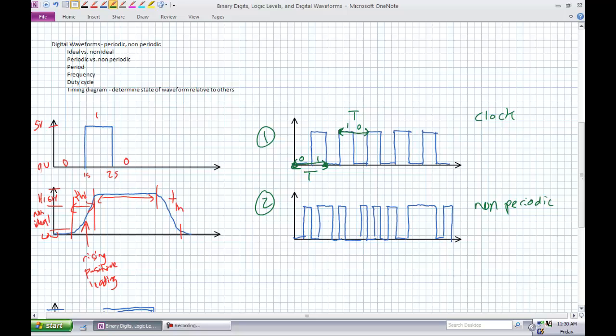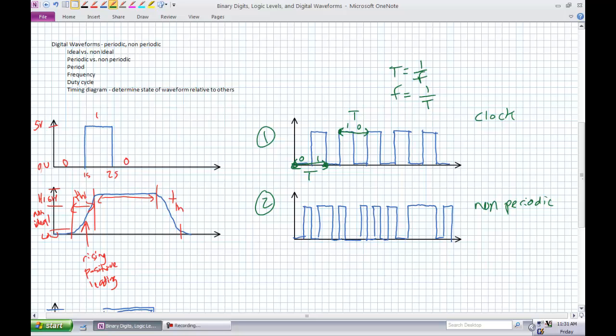The frequency is the number of cycles per second, okay? So it takes 1 second to complete a cycle. How many cycles per second? 1 cycle per second, okay? If it takes half a second to complete a cycle, how many cycles will it complete in 1 second? 2 cycles, okay? So there exists a relationship. Frequency, the number of cycles per second, is 1 over the period. The period is 1 over the frequency.